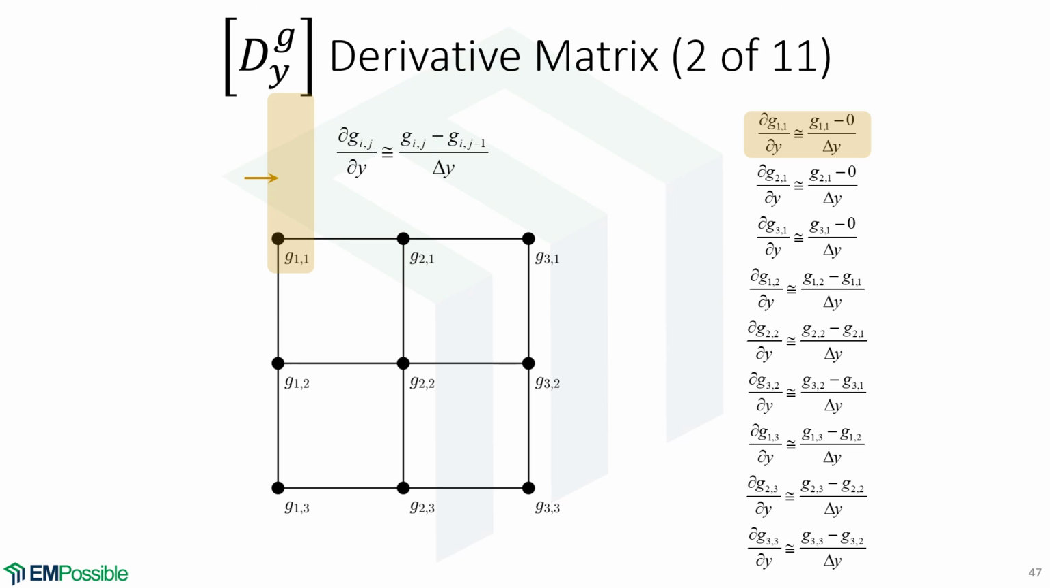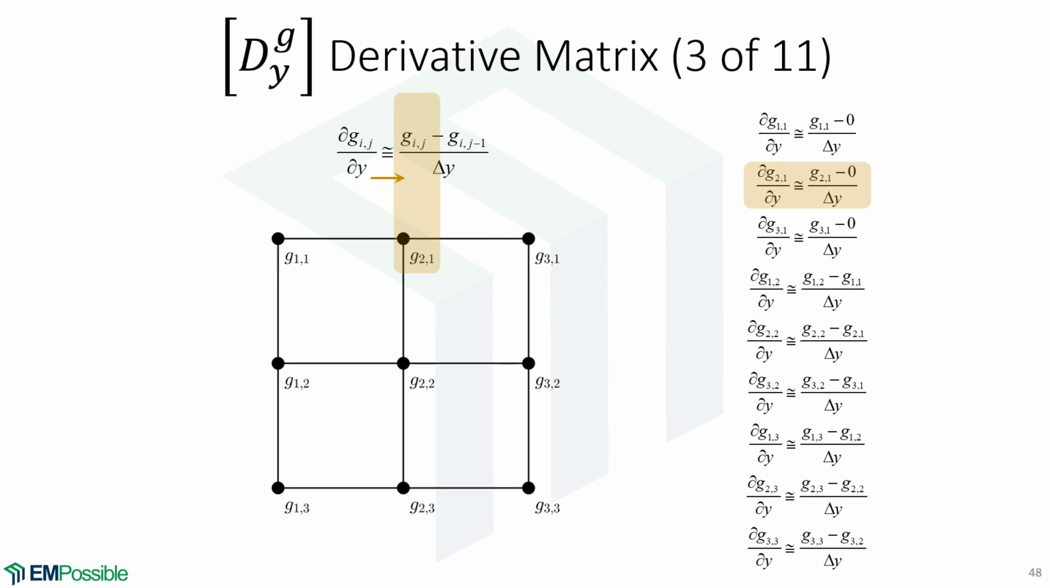So we're going to use Dirichlet boundary conditions and assume everything outside the grid is 0. That means our finite difference approximation is going to be G11 minus this value from outside the grid, which is 0. So G11 minus 0 divided by the spacing between those points, which is delta y. And here's our finite difference approximation, G11 minus 0 divided by delta y.